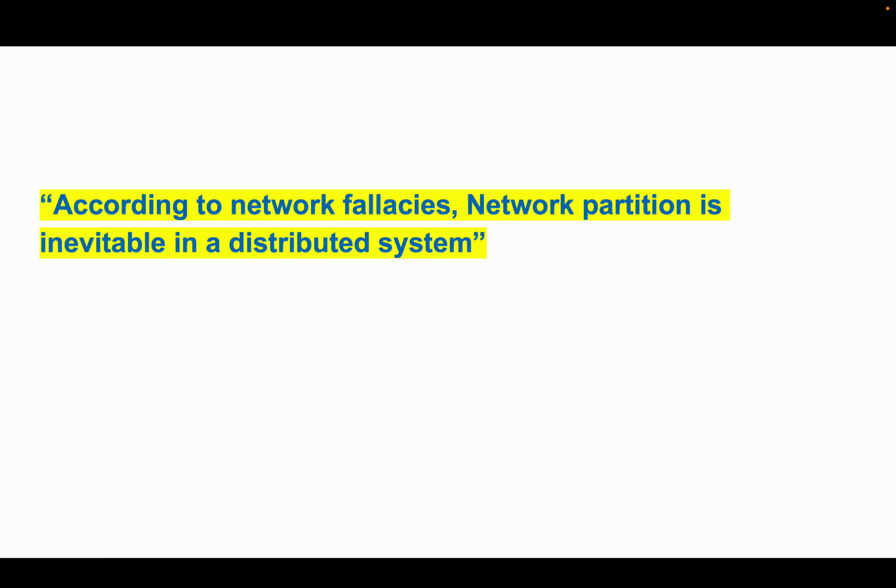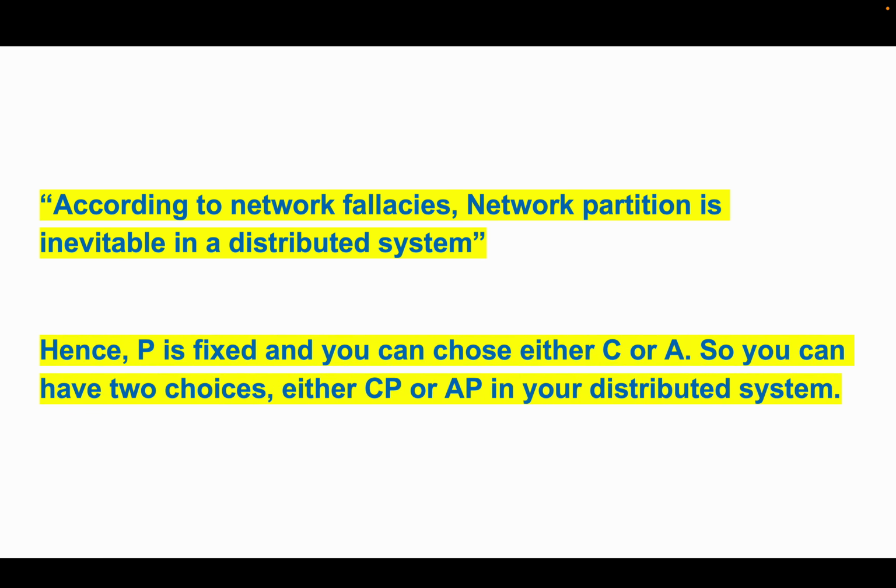Now, according to the network fallacies, network partition is inevitable in a distributed system, which means you cannot avoid transferring your data over the internet, and all these systems which are distributed across different locations need to sync. So the databases need to be connected over the internet. We cannot avoid the network here. This means P is fixed from the CAP theorem, and you are left with selecting either C or A. So you have only two choices now: either the CP system or the AP system.